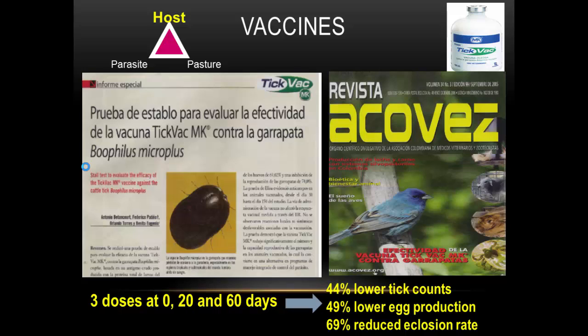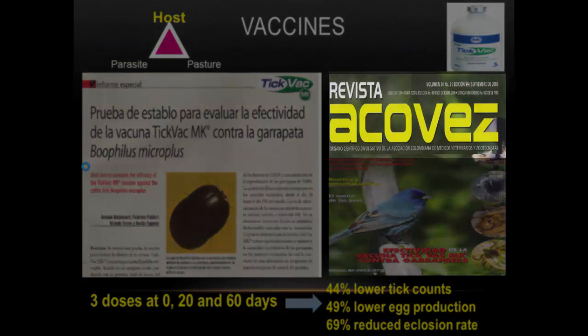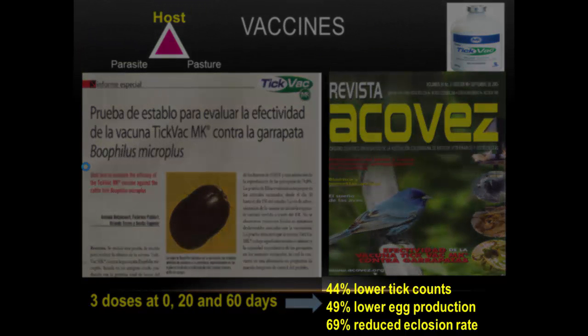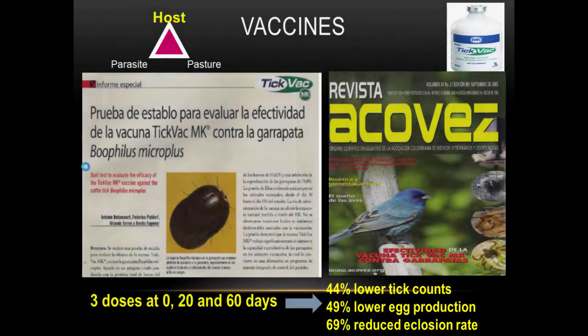Here we see the vaccine which is currently available in Colombia, that has been approved for more than a decade. And not only us, but also some independent researchers outside of the country have shown it to be worthless. The only study available is not even presented in a scientific journal. This Acobes magazine is basically a local trade magazine for veterinarians, and they report results of 44% reduction in tick counts, 49% lower egg production, and 69% reduced eclosion rates. In my opinion, everything said here has been totally fabricated, and something smells fishy, but it's really not worth spending more time talking about it.